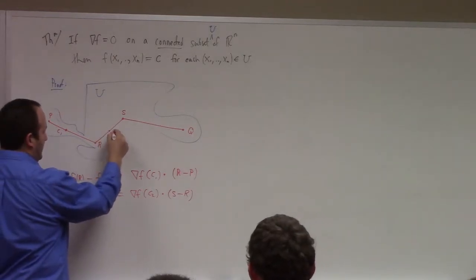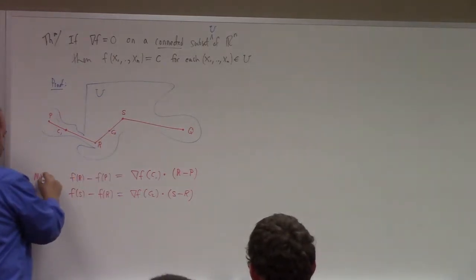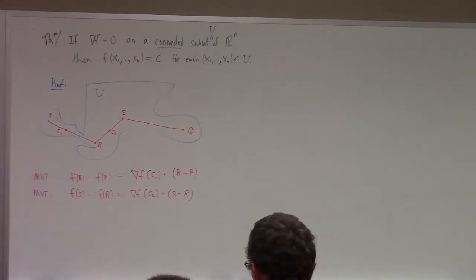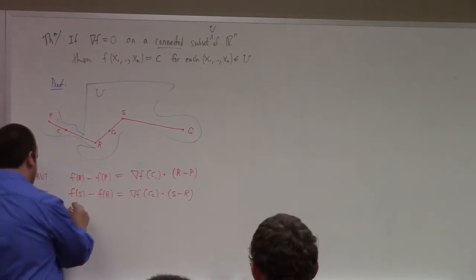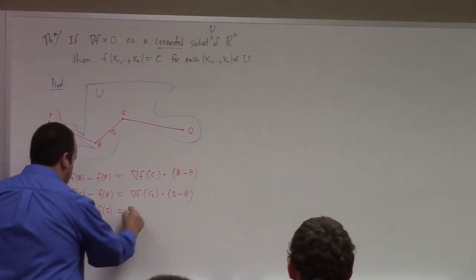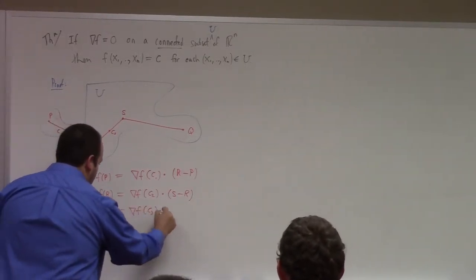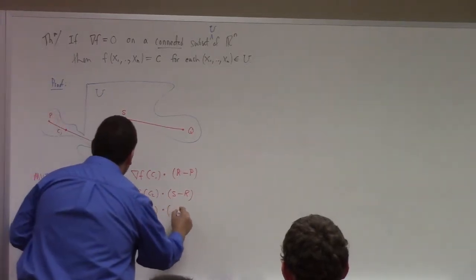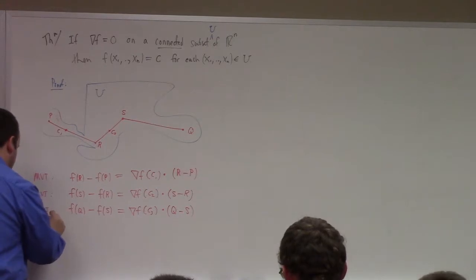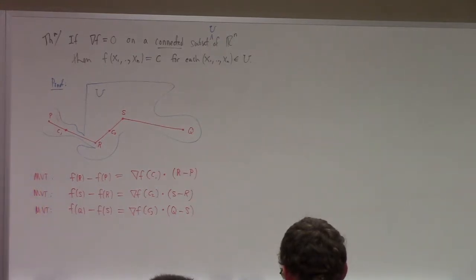And how am I getting that? Mean value theorem applied to each line segment. One more application of the mean value theorem: we have f of Q minus f of S equal to the gradient of f at some point C3 dotted with Q minus S, again by the mean value theorem, also known as Theorem 16.3.1 on page 805 of Salas and Hille.